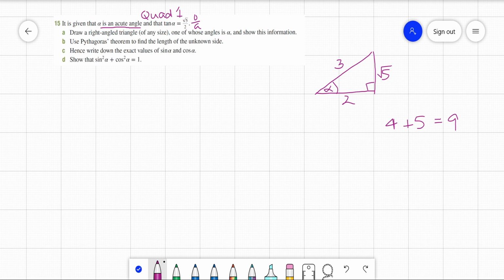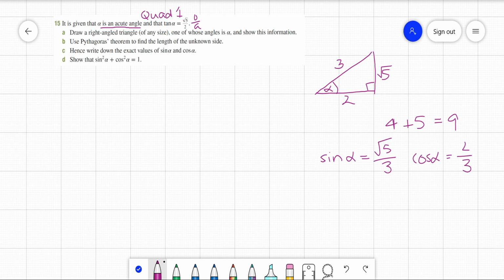If I know that, then I can easily write down all my ratios. For example, I know that sine alpha is opposite over hypotenuse, which is root 5 over 3. And I know that cos alpha is adjacent over hypotenuse. So it's really easy to write those down. I know I'm in the first quadrant, so they're going to be positive.